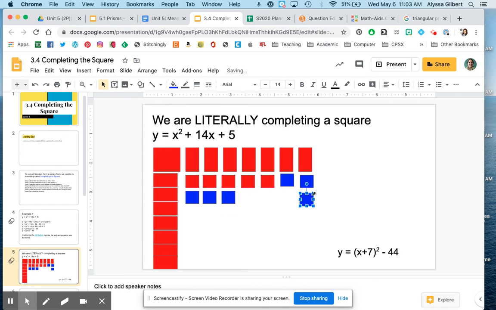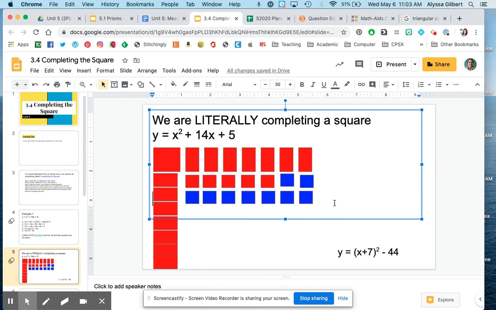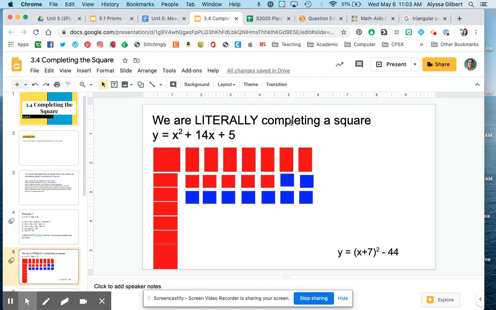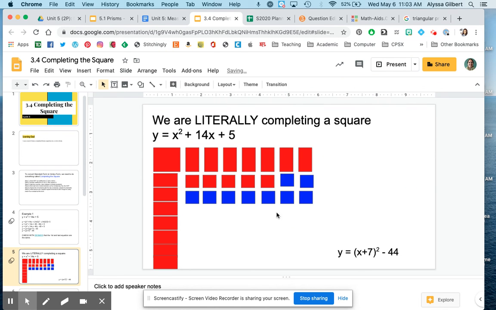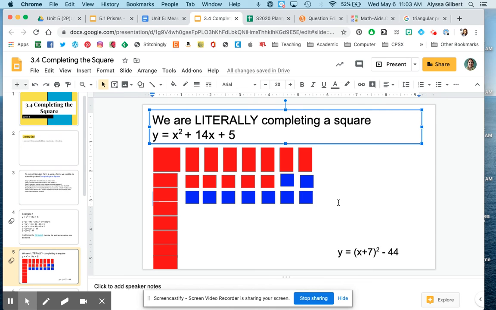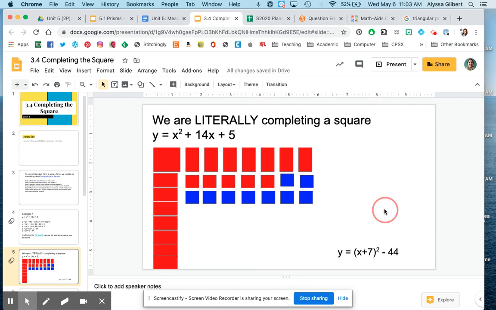So I think this is a really cool visual because it's like, why is this called completing the square? Because you are literally adding as many tiles as you need to complete this square that we started. So now I'm going to try to select those blue ones. I realize I should have done this before, but then it would be fun for you guys, right?